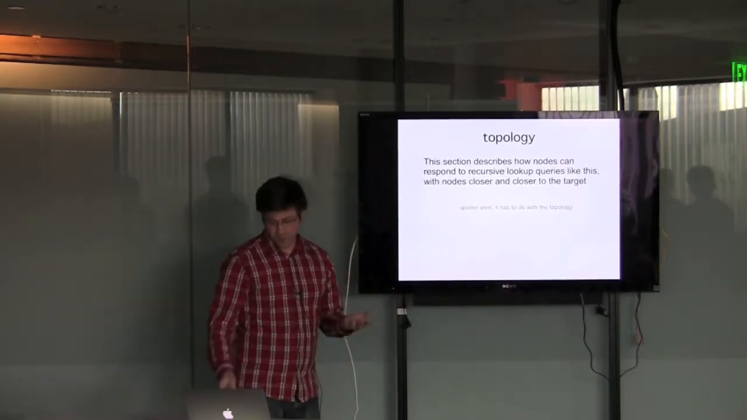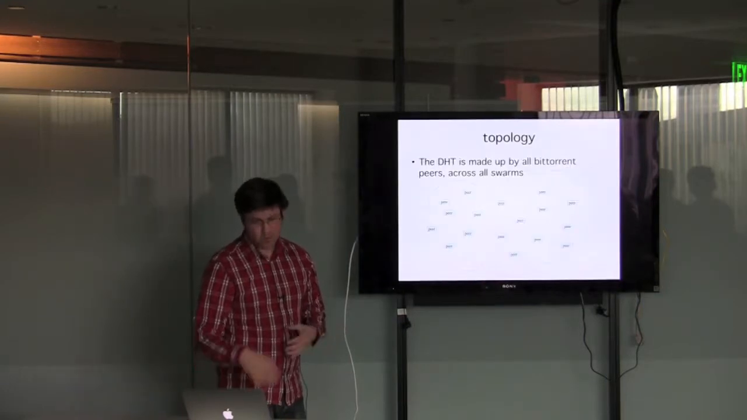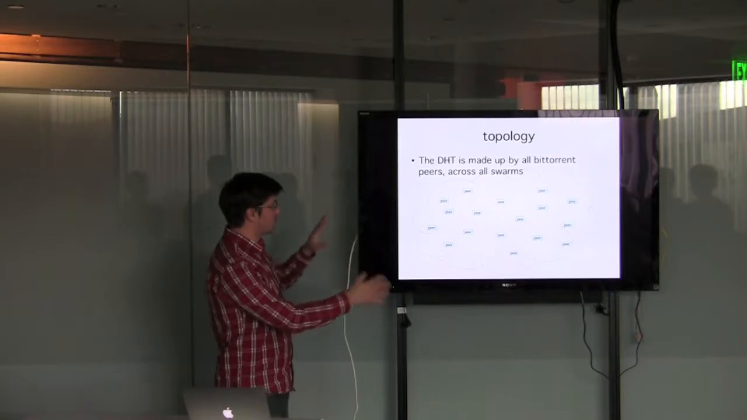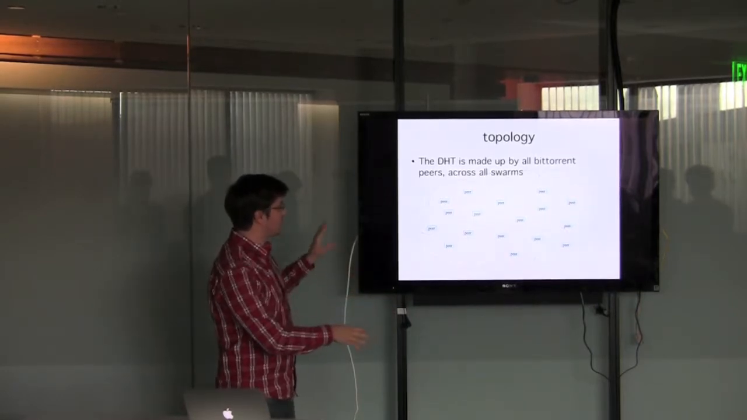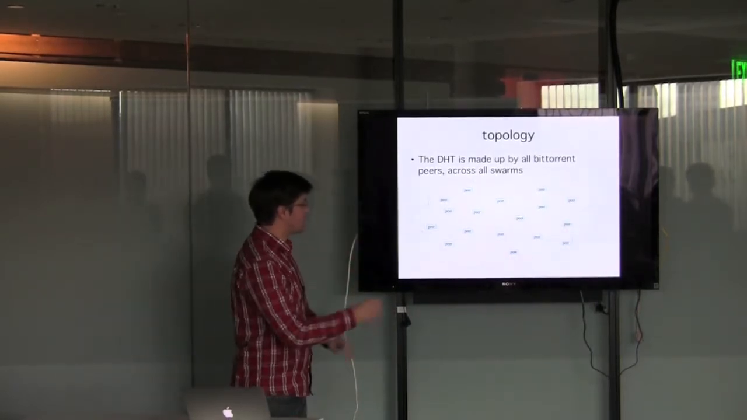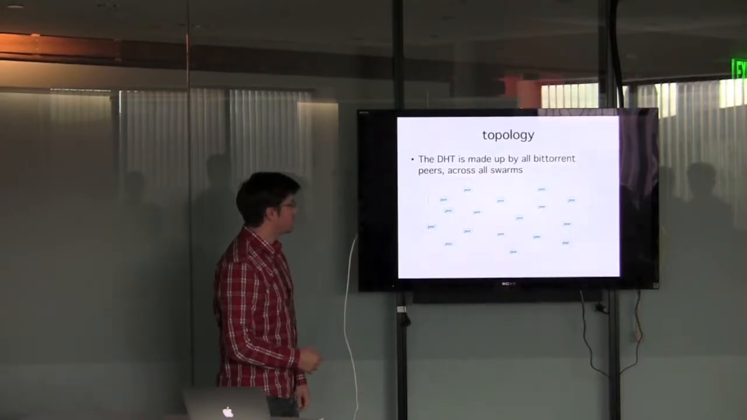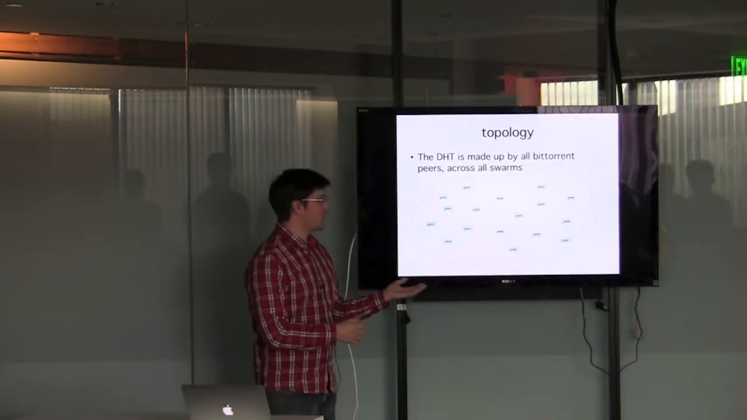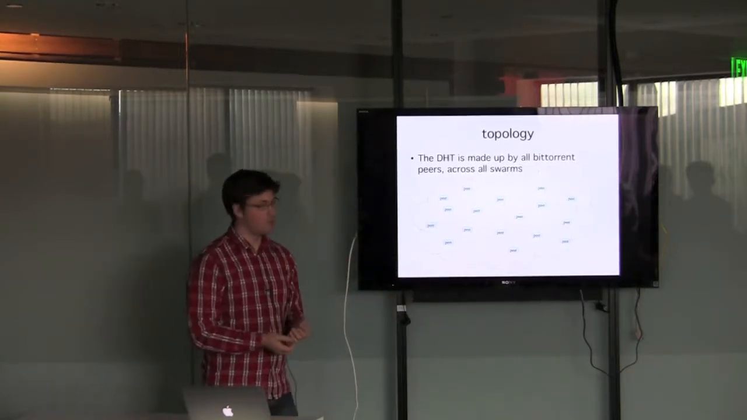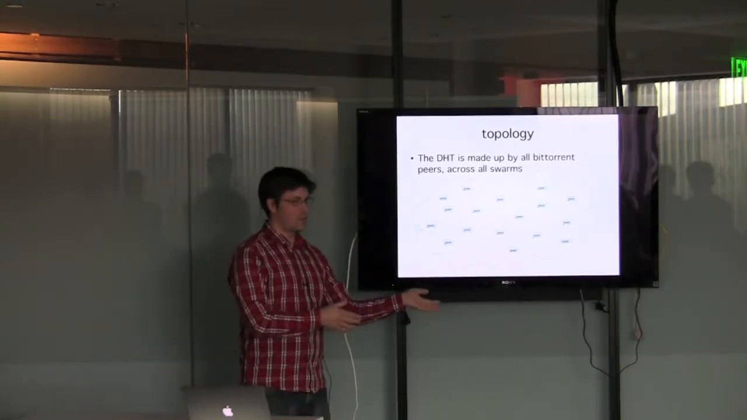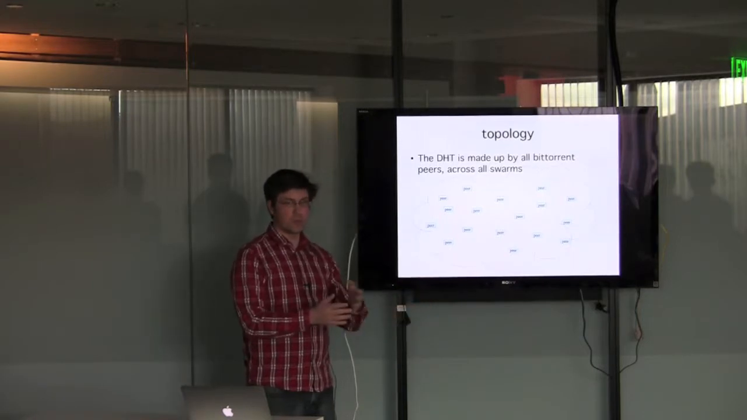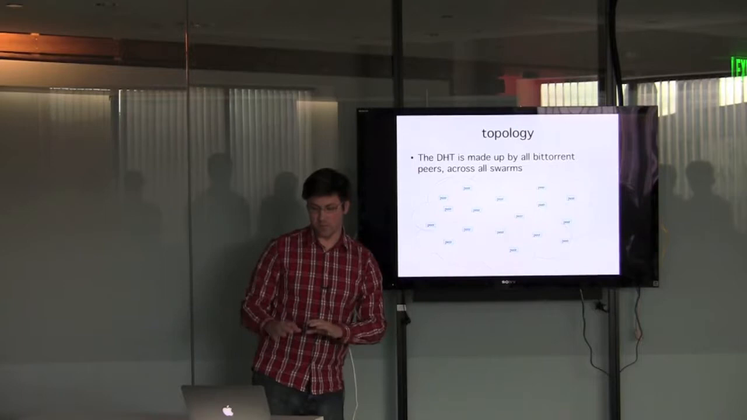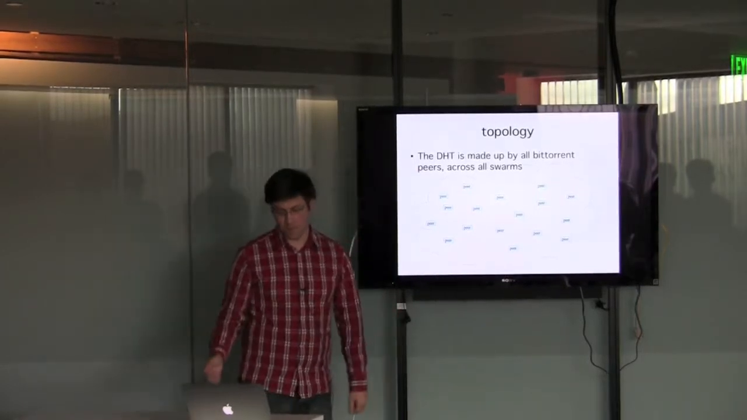Essentially, the way you do this is you come up with some topology of peers. So this is sort of what you have. The DHT is made up of all these peers randomly distributed, and every BitTorrent client that has DHT enabled, which most of them do, regardless of which BitTorrent swarm you're on or which torrent you're downloading, everyone belongs to the same DHT. So this is sort of a global network.